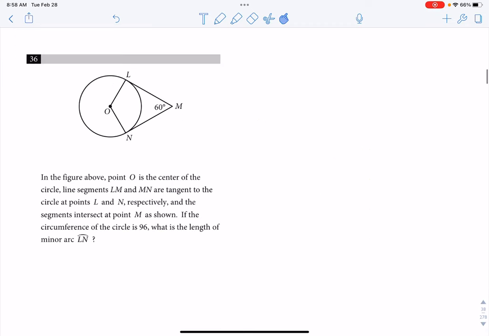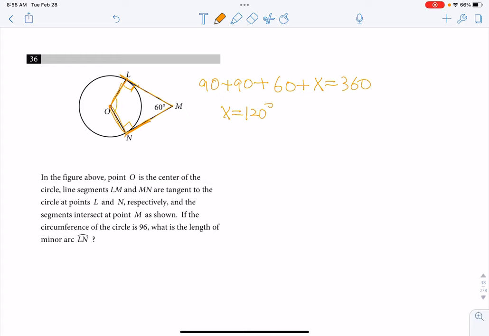And then this one, in the figure above, point O is the center of the circle. Line segments LM and MN are tangent to the circle. That means the radius and the tangent line will always form 90 degrees. We have learned this in geometry class. And in a quadrilateral, the sum of all inside angles will be 360 all the time. When you have two 90s and one of them is 60, and we don't know one angle, to make 360 you will get x as 120 degrees.